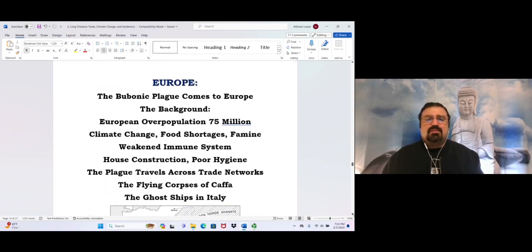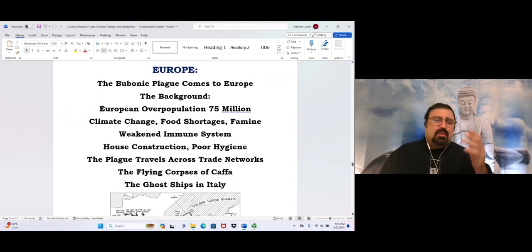Now, in terms of Europe, there are far more records that we have available about the effects of the Black Death in Europe. We know that the Black Death decimated about 40% of the European population, from, let us just say, a population that before the arrival of the Black Death was about 75 million people.